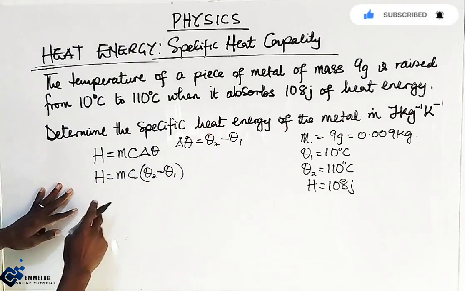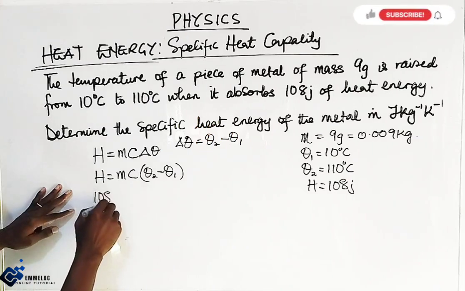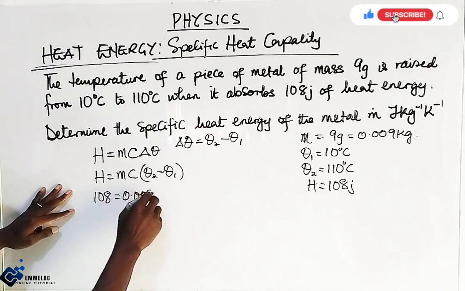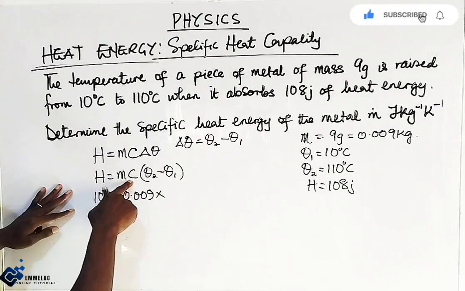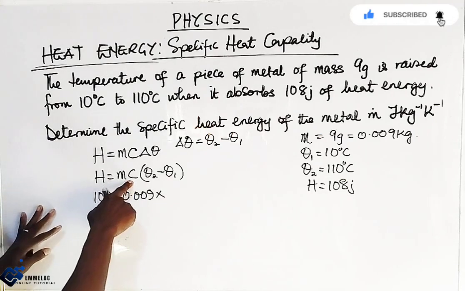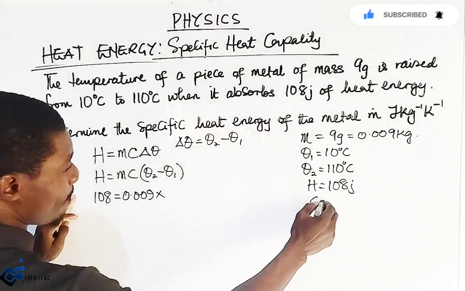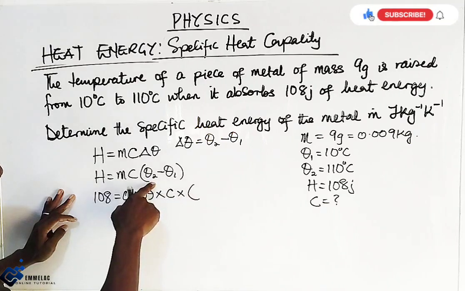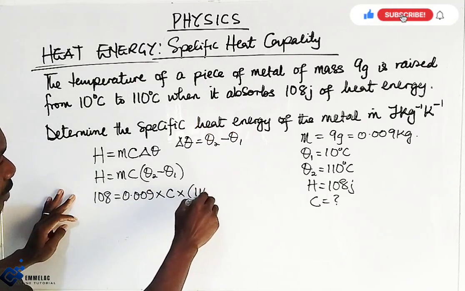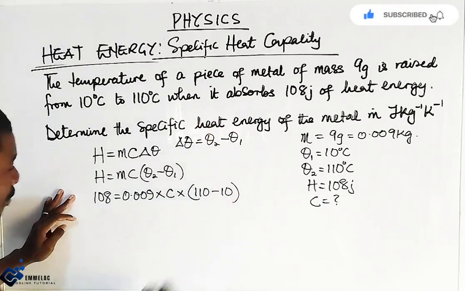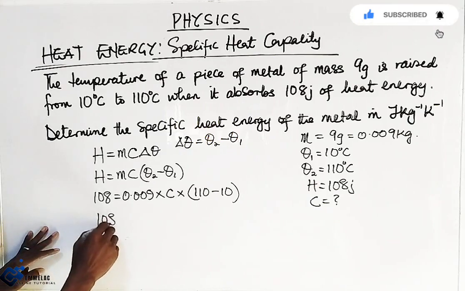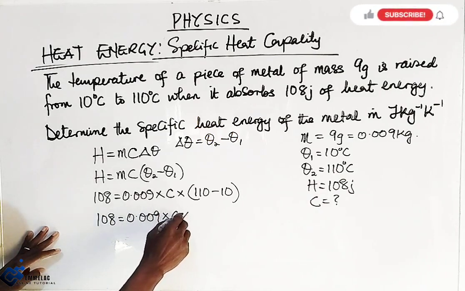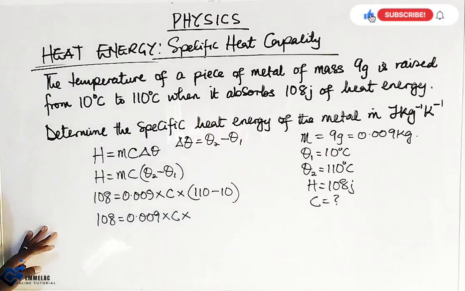Alright, let us plug these parameters into the equation. Here we have that H, which is 108, equals the mass, which is 0.009, times the specific heat capacity, that's what we're looking for, so here you have the C, then times parentheses theta 2, 110, minus 10. So here we have 108 equals 0.009 times C times 110 minus 10, which gives us 100.